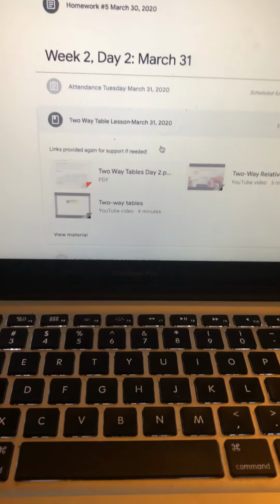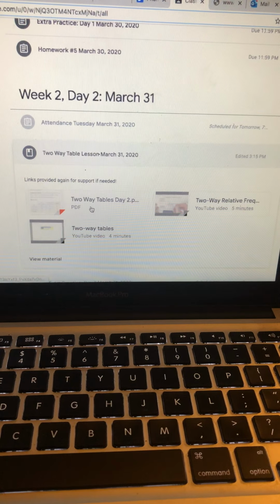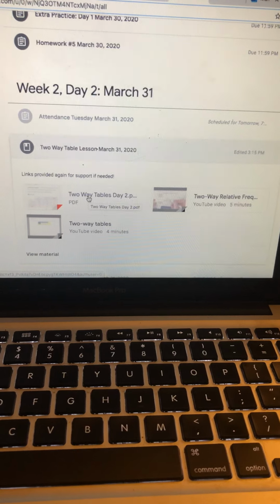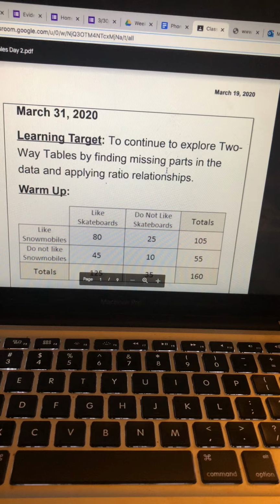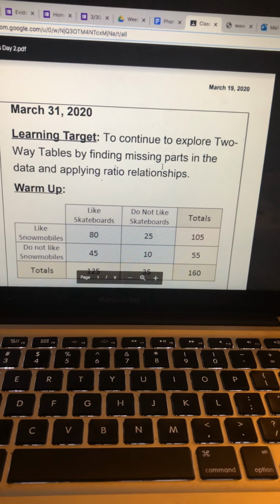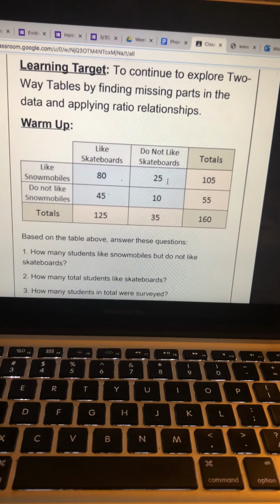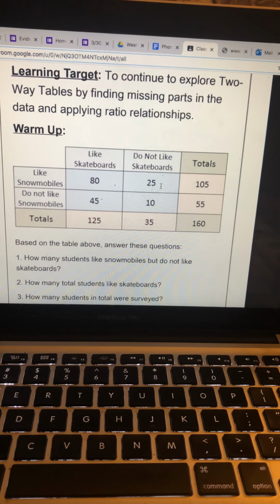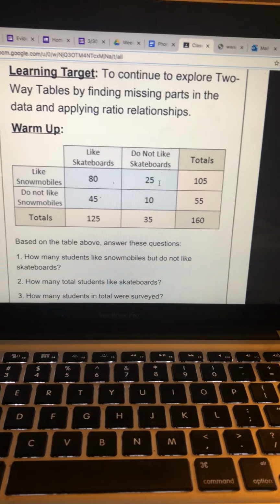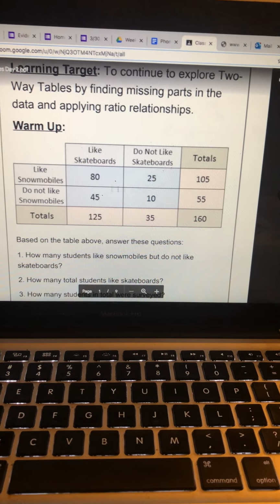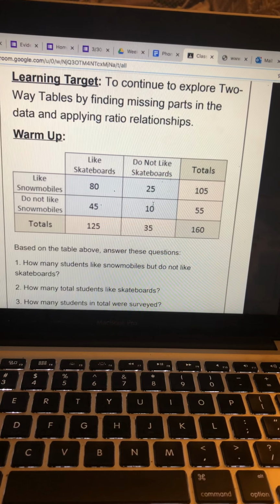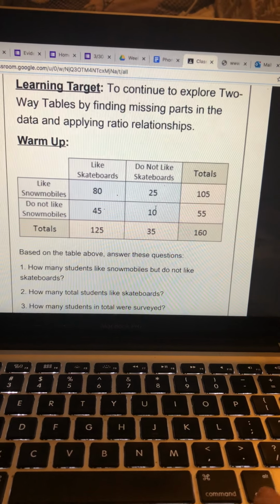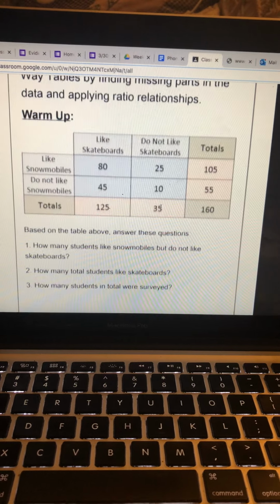I put the same 2 links I put yesterday because this lesson is very similar to what you did yesterday, which most of you did very well with. I was very impressed by your progress. Nice job. So again, we're continuing to explore two-way tables and find the missing data. Our two-way tables are just going to get somewhat larger in some of our examples moving forward. So instead of having only 2 columns and 2 rows, we might have 3 columns and 2 rows, or 3 columns and 3 rows. So we're just expanding our tables in some of our examples.